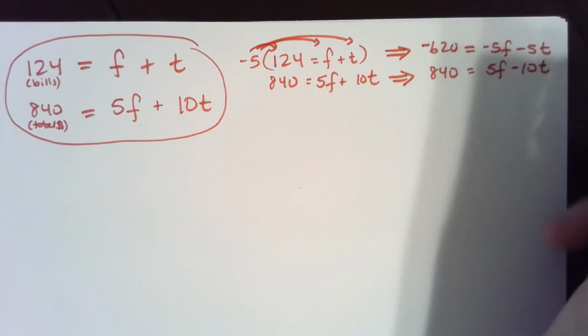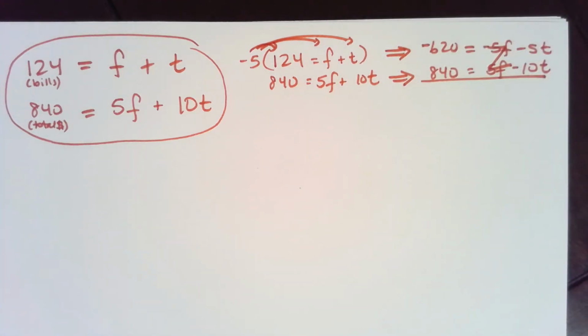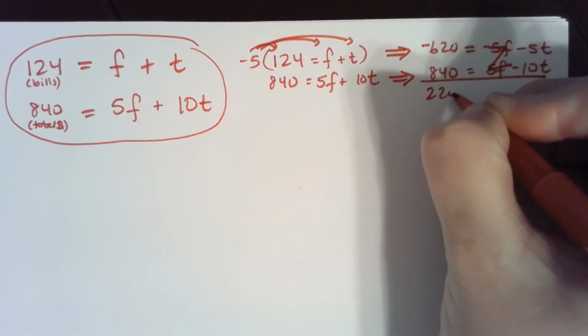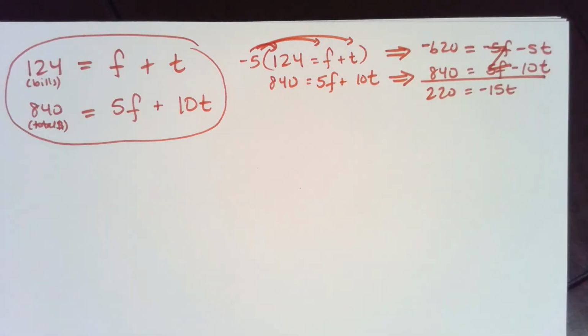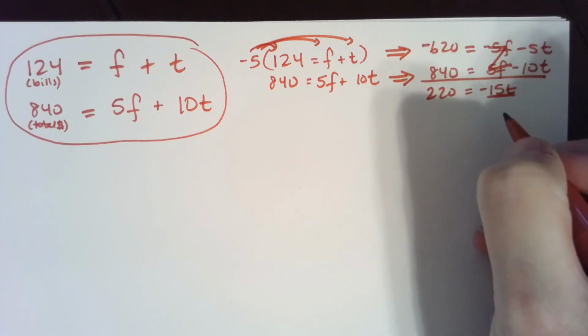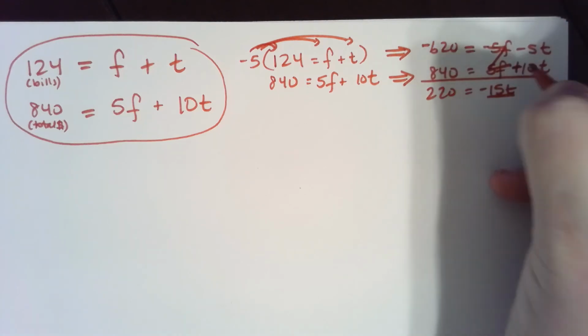So I'm going to start combining. Well, I'm going to go ahead and zero that out right now because I know it zeros. -620 plus 840 is 220. -5 and -10 is -15T. So I need to divide both sides. That doesn't seem right, does it? Oh, I'm sorry. That's a positive T. Bad Maggie. That's 5T.